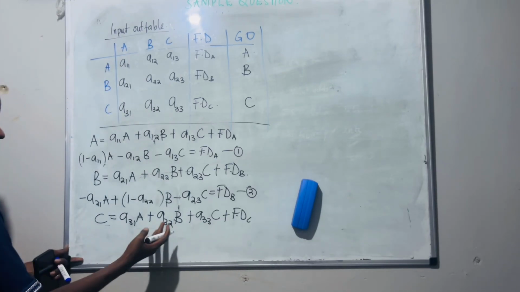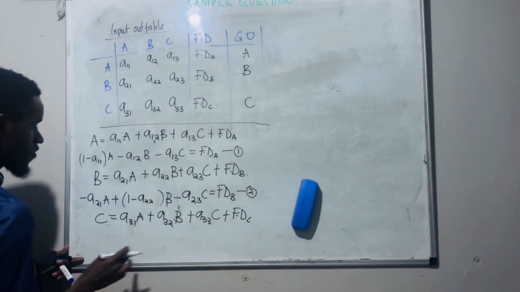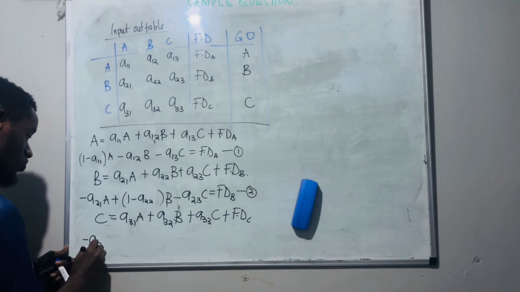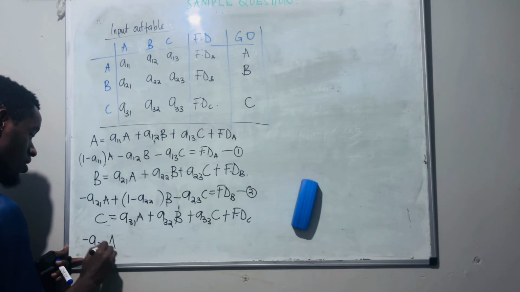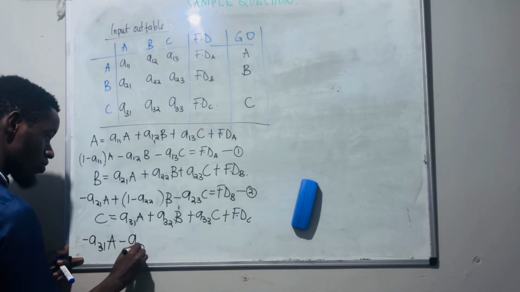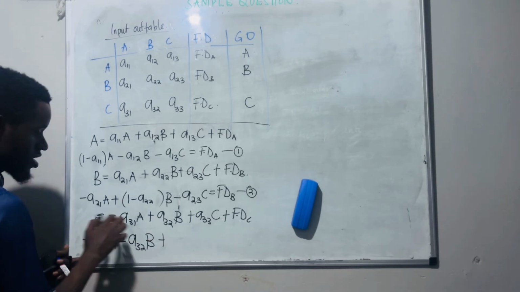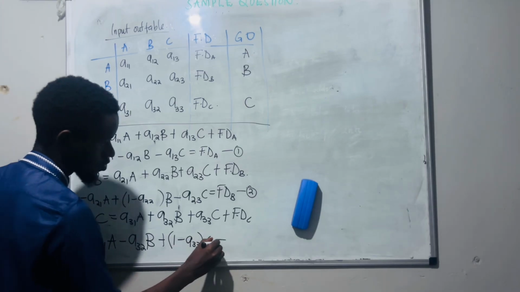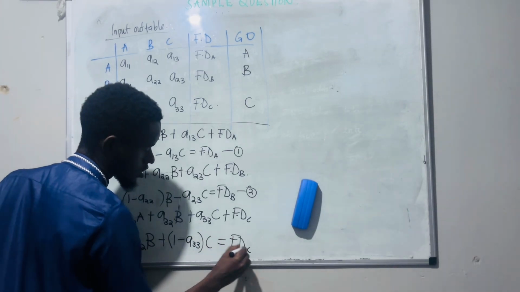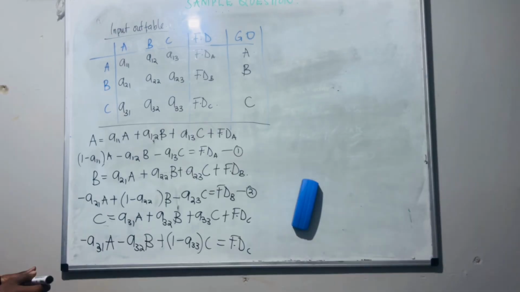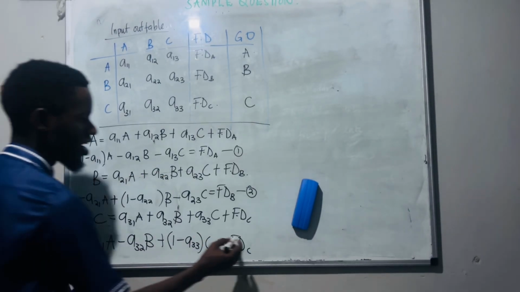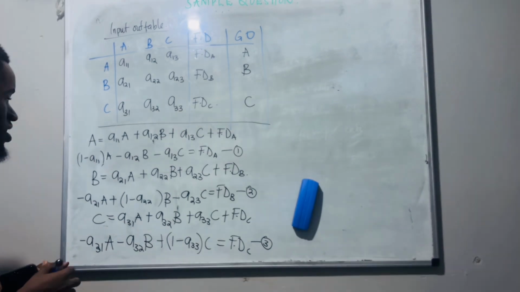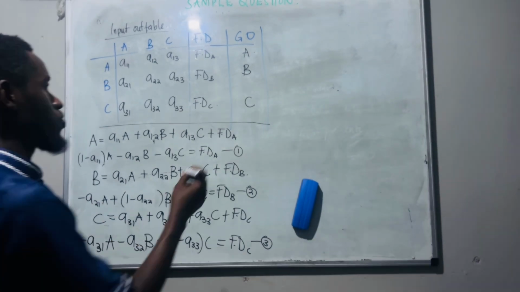Then if I bring this one inside to make FDC the subject, I'll have negative A31 A minus A32 B, now plus, because I have a C here, 1 minus A33 C equals FDC. Now from all these equations we've had, I can extract my matrix, which is easily seen by everyone. From this I can have my matrix like this.